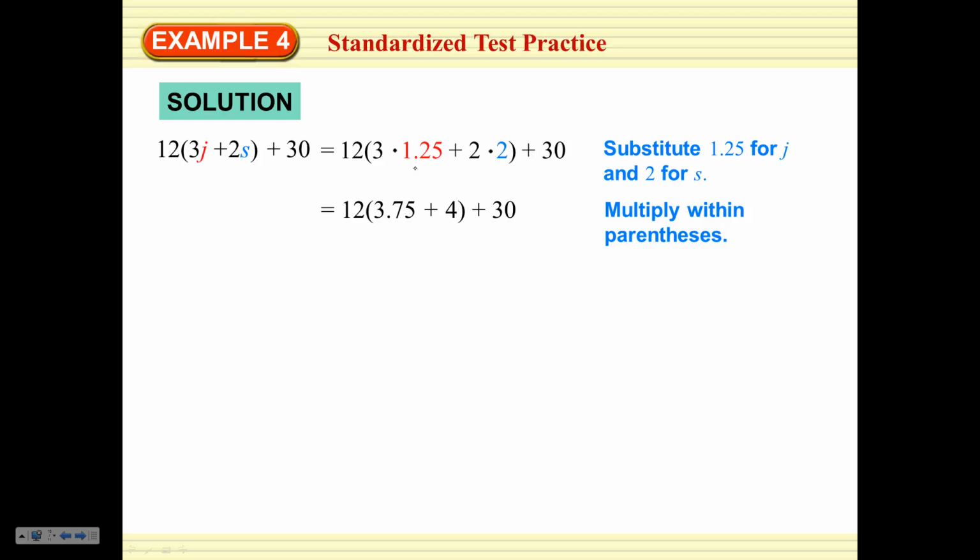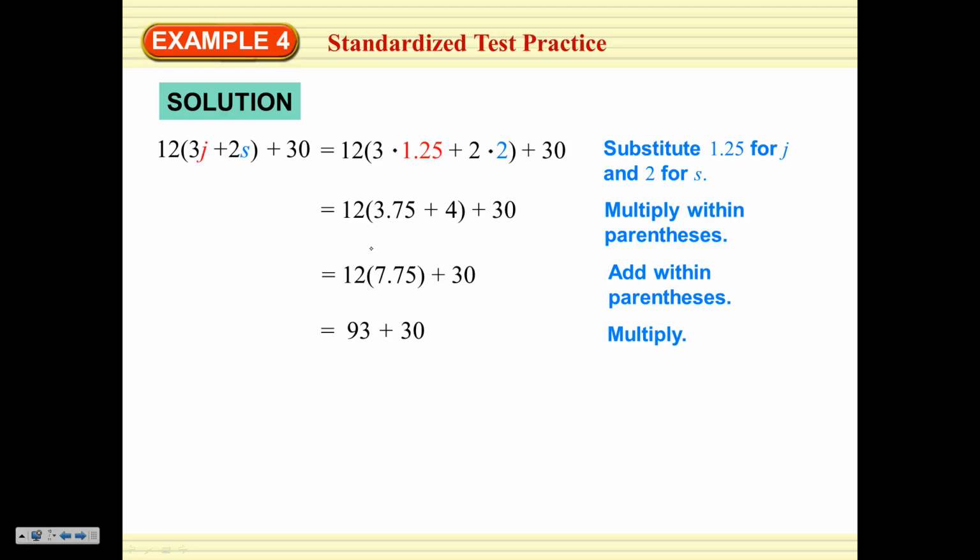3 times $1.25 is $3.75. And then 2 times 2 is 4. We still have our parentheses with our 12 on the outside of that. So now we add within parentheses, and we get 12 times $7.75. Notice that plus 30 just keeps tagging along until we're ready to use it. Now we do the 12 times the $7.75. Again, they left the parentheses there to represent the multiplication going on between these two numbers. That's the reason that the parentheses are still there.